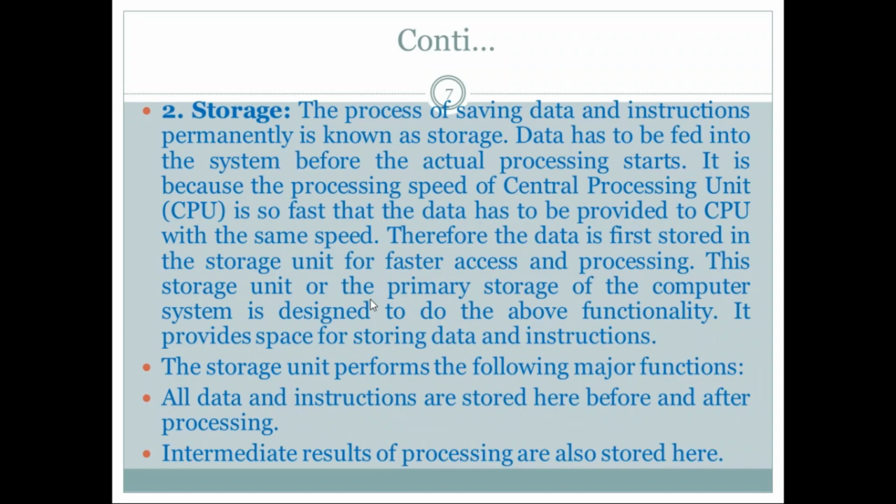The second function of a computer system is storing, or storage. The process of saving data and instructions permanently is known as storage. Here the data has to be fed into the system before the actual processing starts. It is because the processing speed of the central processing unit is so fast that the data has to be provided to the CPU at the same speed.